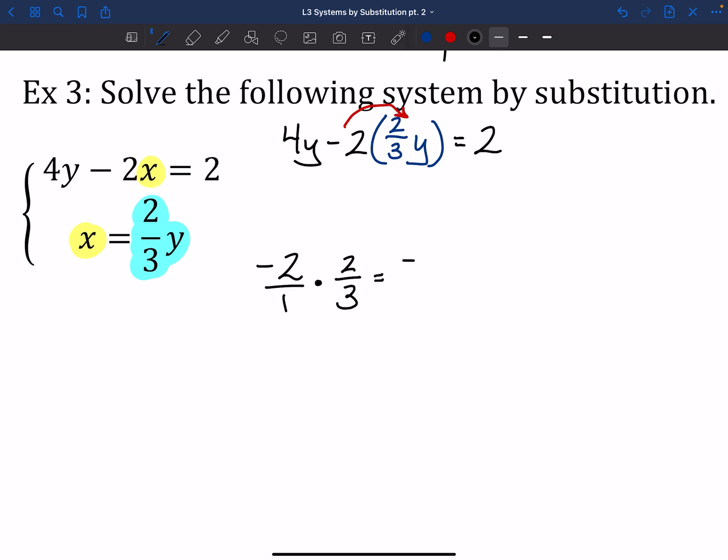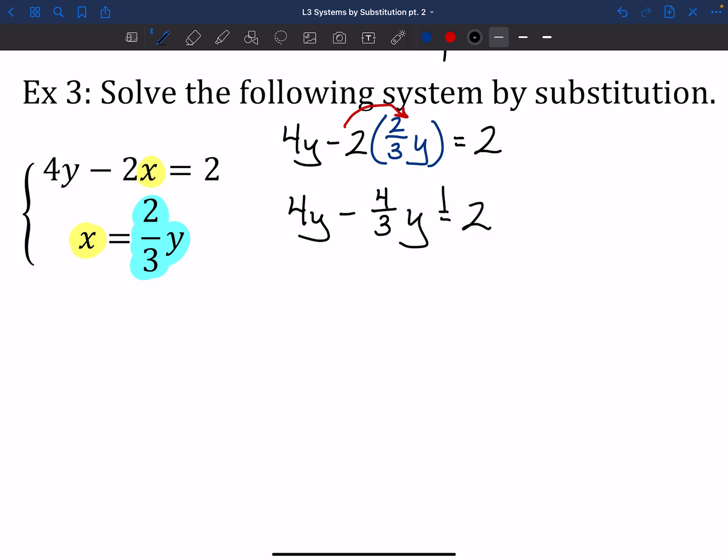So negative 2 times 2 is negative 4. The bottom multiplies the bottom. 1 times 3 is 3. And then when we get to negative 4/3, there's not really a nice, easy way to simplify that. We could put it as negative 1.333333 repeating. But sometimes it's easier, trust me on this, to leave it as a fraction. So that's going to come out as negative 4/3. So my first step is just to do that. So this is 4y minus 4/3 y equals 2.